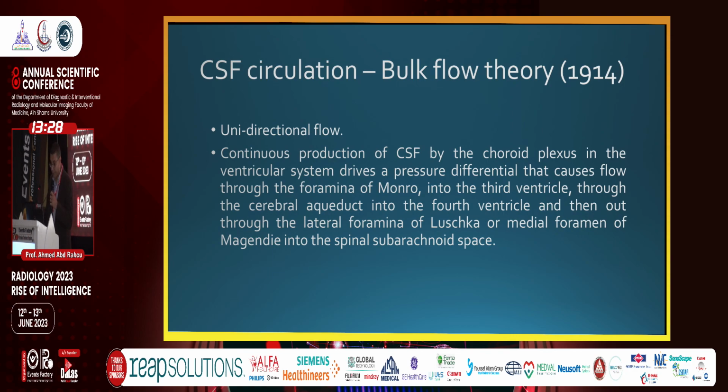So how does the CSF circulate? It was previously known that the CSF is unidirectional, continuously produced from the choroid plexus, which creates a pressure gradient. So the CSF moves from the lateral ventricle to the third through the foramen of Monro, and then through the aqueduct into the fourth ventricle, and from the fourth ventricle to the subarachnoid space through the foramina of Luschka and Magendie. This process is mediated by the pressure gradient between different compartments.